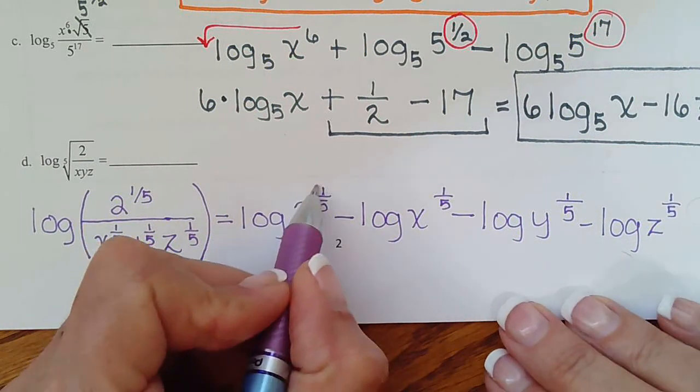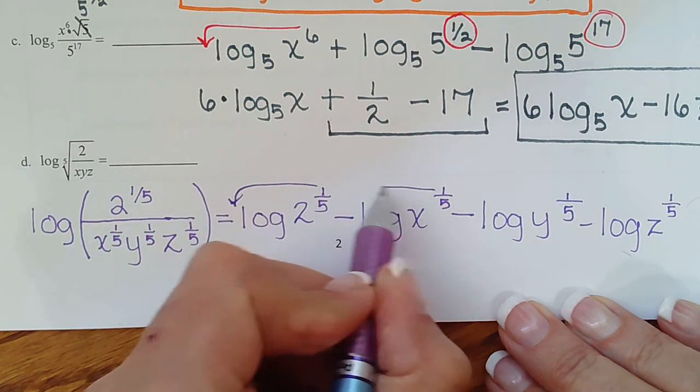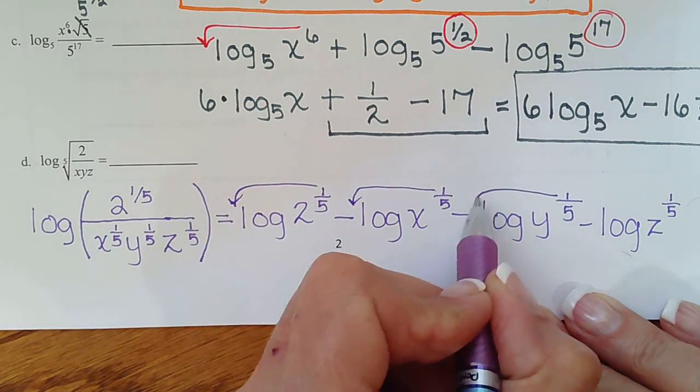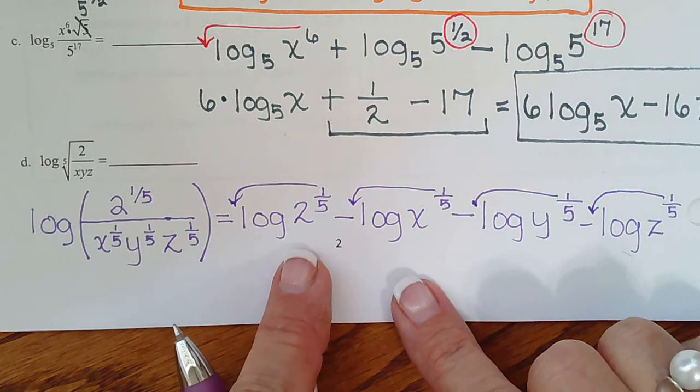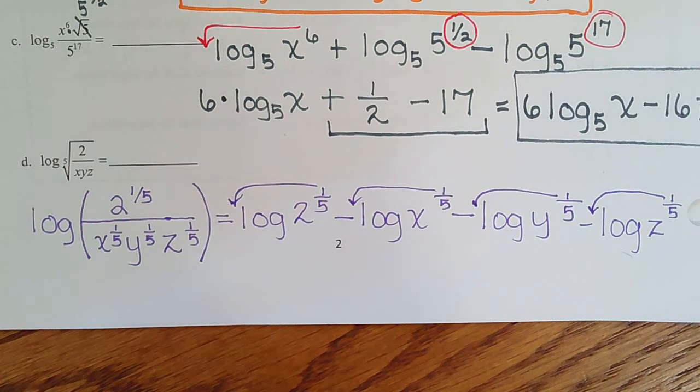So now let's do the power rule. So bring all those 1/5 down in front. And notice they all have an exponent except the first one, so that's the only one that might be able to be simplified.